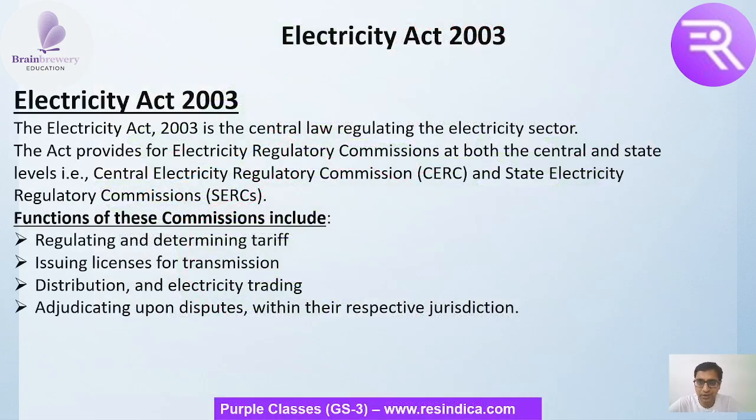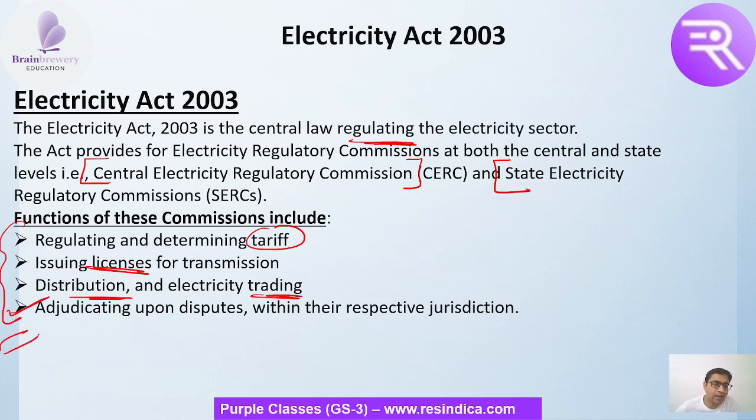Then comes a very important act called the Electricity Act, which regulates all electricity related matters in our country. With that Act, we have even created a Central Electricity Regulatory Commission and State Electricity Regulatory Commissions. Their main purpose is tariff charges, licensing, distribution and trading, and any dispute that comes. Anything related to electricity is covered in this Act, and everything will be solved based on that.